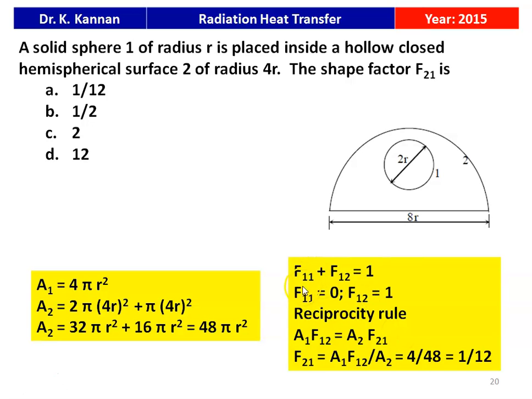Now, we have F11 plus F12 equal to 1 for the inner sphere. So, F11 equal to 0, because the radiation leaving from the surface 1 is not falling on the surface 1. F12 equal to 1. So, reciprocity rule, A1 F12 equal to A2 F21. So, F21 equal to A1 F12 divided by A2, 4 by 48, which is 1 by 12. So, the answer is 1 by 12.